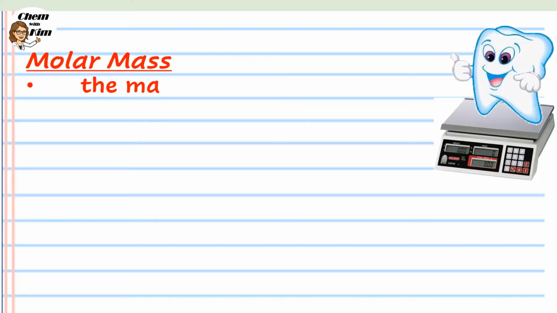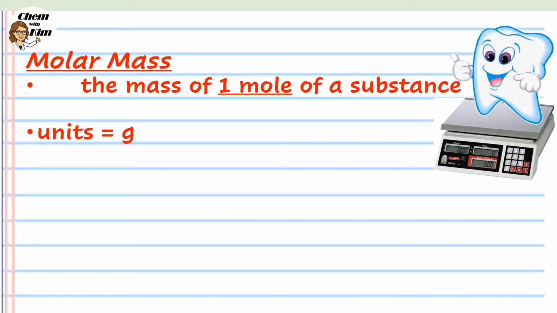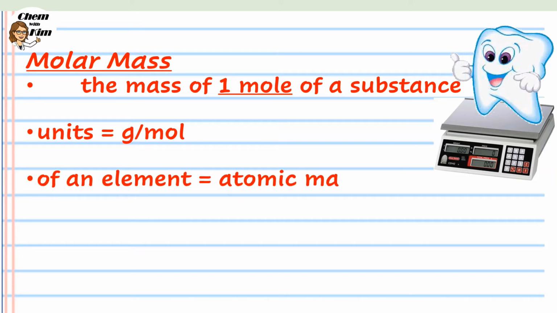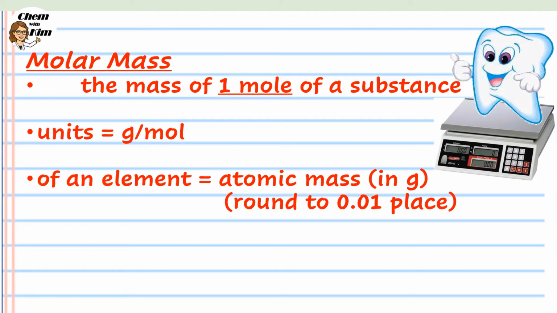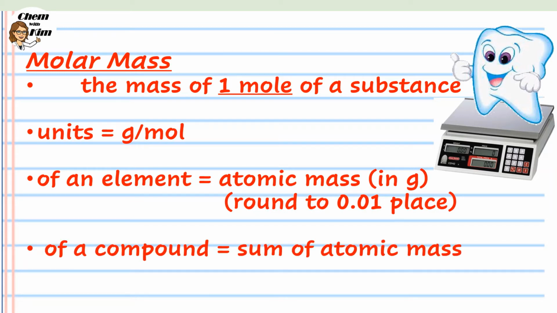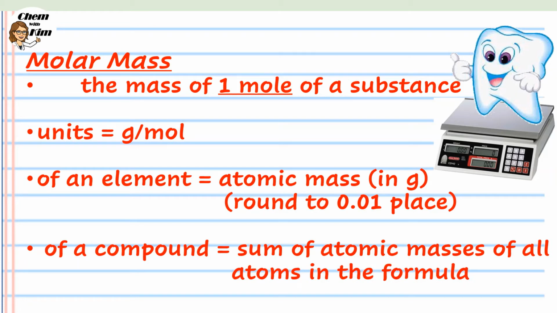So the mass of 1 mole of a substance is called its molar mass. And the units are going to be grams per mole because we're talking about the mass of 1 mole, or mass per 1 mole. And if we're talking about a mole of an element, it's going to be the atomic mass in grams of that element. And we're going to find the atomic mass on the periodic table. And we're always going to round our atomic masses to the hundredths place. And if we're talking about the molar mass of a compound, we're going to need to find the sum of the atomic masses of all the atoms that make up that compound.